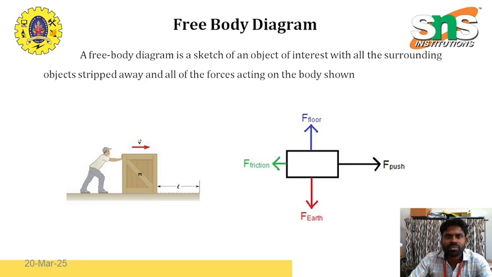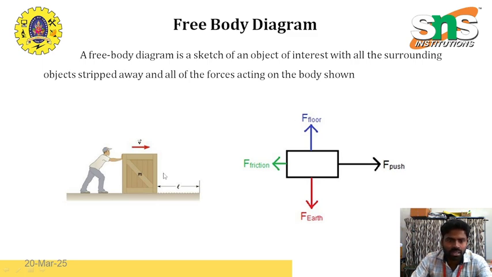Next one is the free body diagram. The free body diagram is the separation or isolation of an object from the surrounding objects. A free body diagram is a sketch of the object of interest with all the surrounding objects stripped away and all of the forces acting on the body shown.